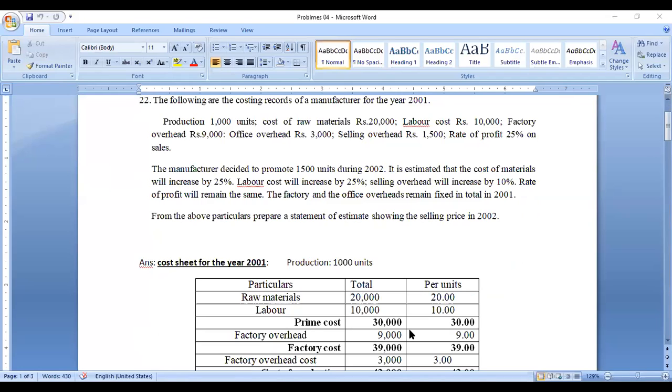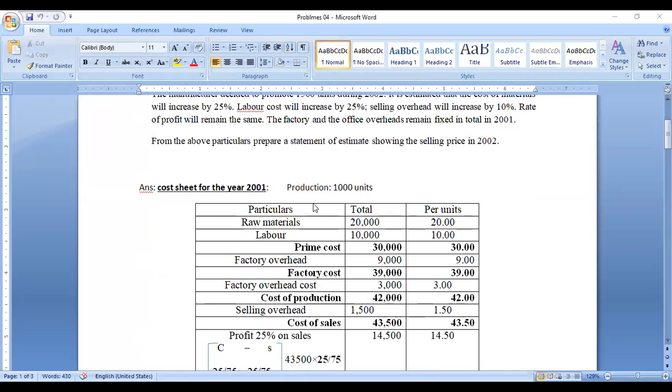With these two amounts we can get the prime cost. So cost per unit, you can calculate. So 20,000 for the 1000 units, 20 rupees. 10,000 divided by 1000, 10 rupees, so 30 rupees. If it is divided by the 1000, you can get the cost per unit. Prime cost is calculated with the factory cost given, office cost given.